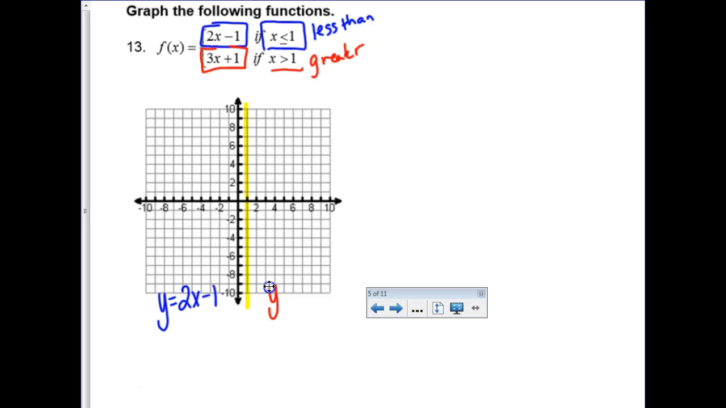Very good. So down here I'm going to write down y equals 3x plus 1. That's just going to help me later on when I go to double check that I haven't messed this whole problem up.